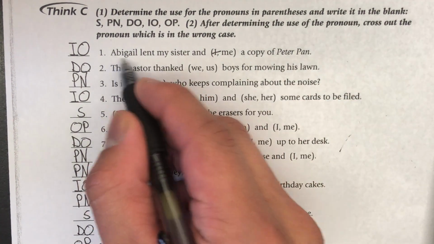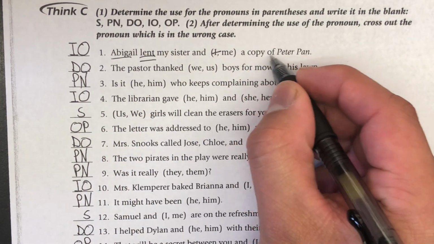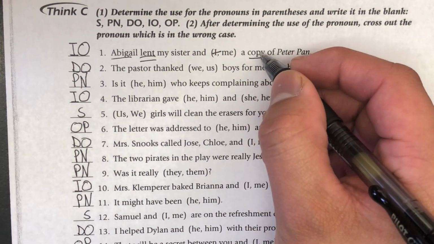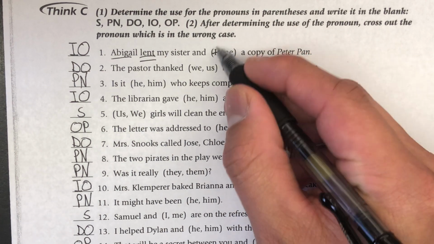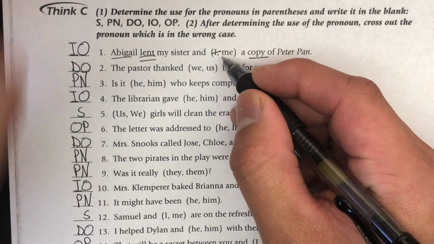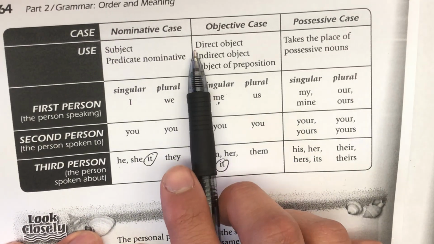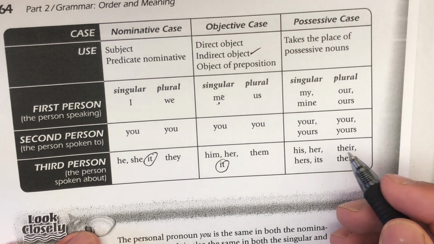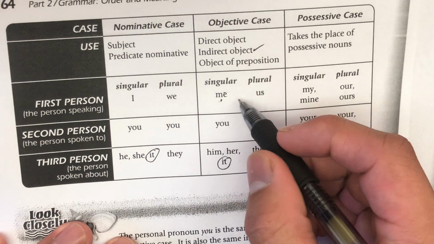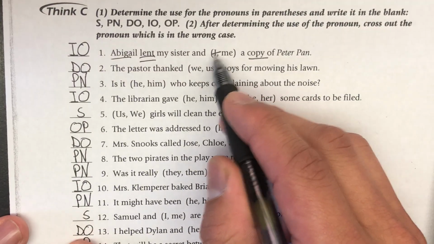But I've determined Abigail is the subject, and Abigail lent what? She lent a copy, okay? Copy is the direct object. To who or for who? To me. So I know the pronoun is going to be an indirect object. So I go to my list and I see direct object, indirect object, object of preposition. I see that it is an indirect object. So it's one person, so it's singular, and so that's how I determine that the pronoun to pick is me, and I cross out the I.